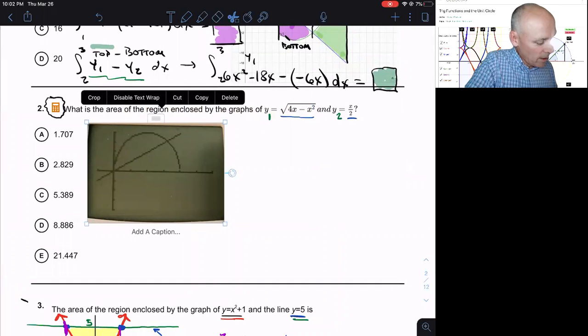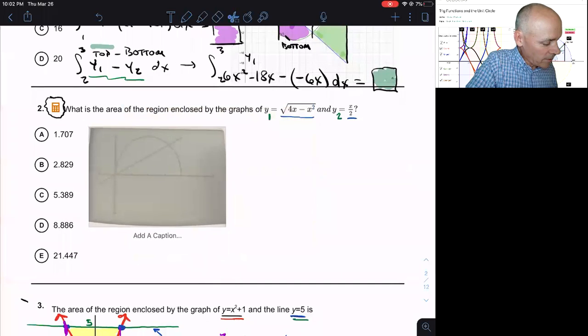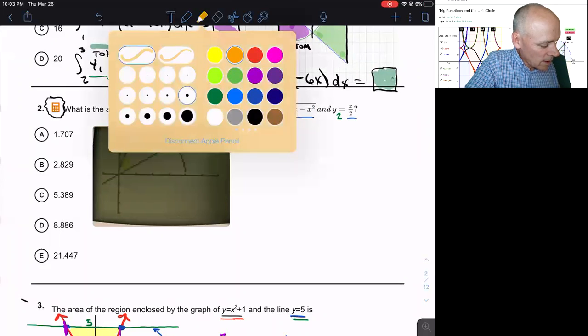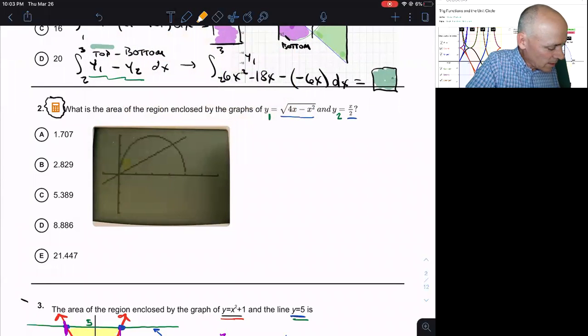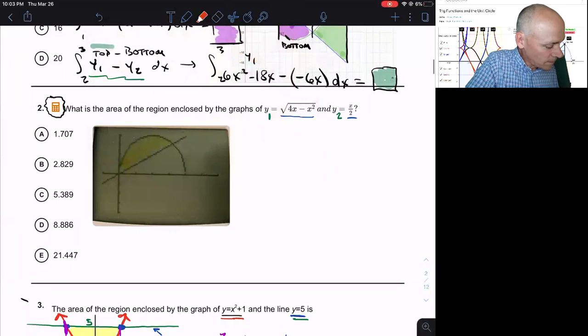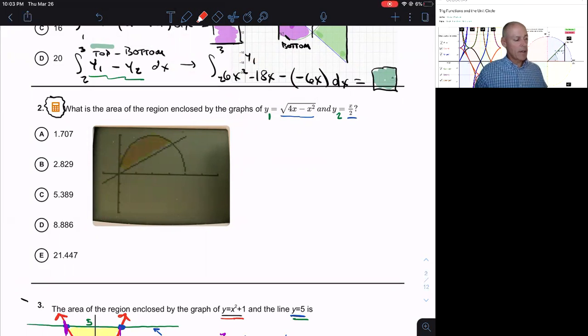Okay, so kind of just draw on my graph here. I could say that this top function, because what I'm interested in is going to be this region right here. Let's see if I can shade something that shows up. So it's going to be that region right there.